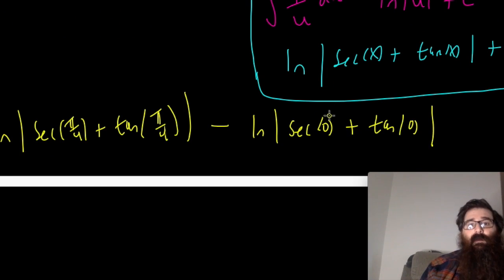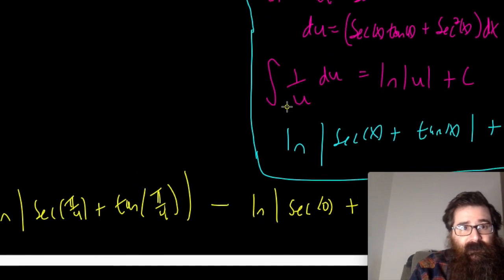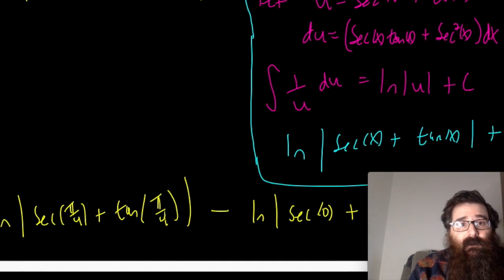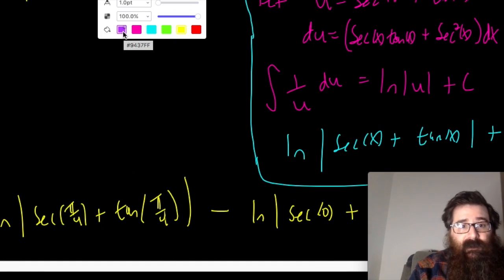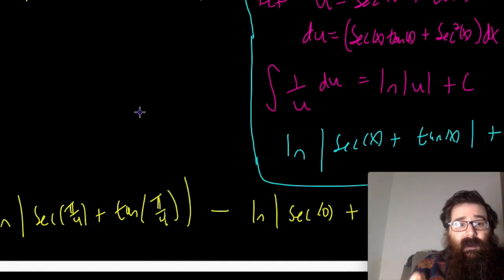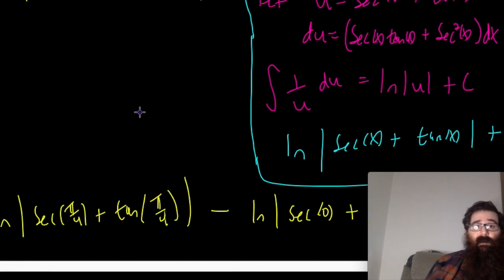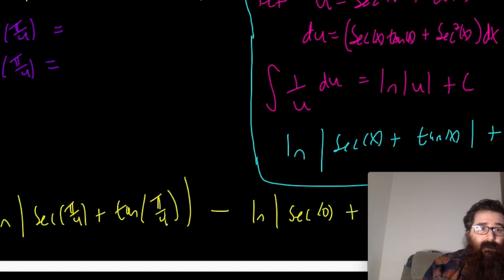And I'd like to go through and evaluate these pieces. Now remember, this is just made up of sines and cosines. Remember, tangent is sine over cosine, secant is 1 over cosine. So it might not be a bad idea just to go here to the side and say, well, what is sine of pi over 4? What is cosine of pi over 4? What is sine of 0? What is cosine of 0?